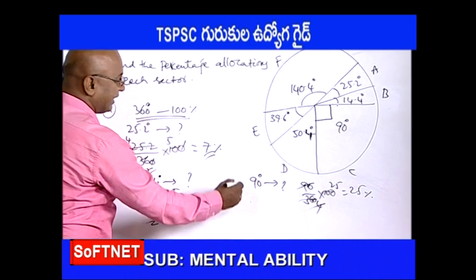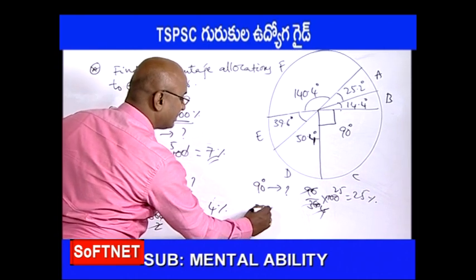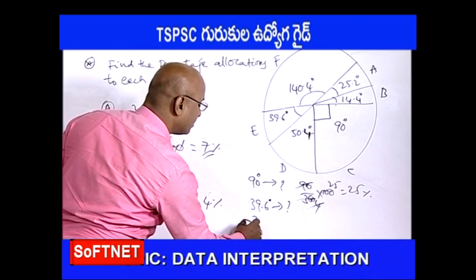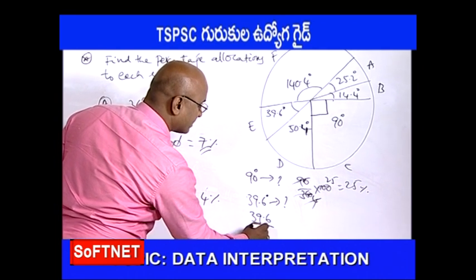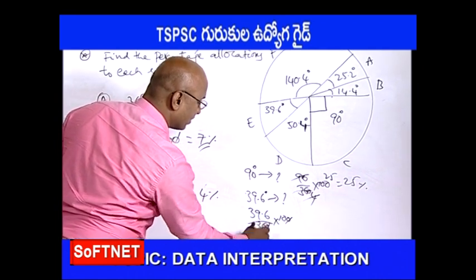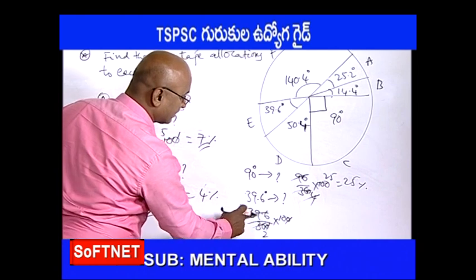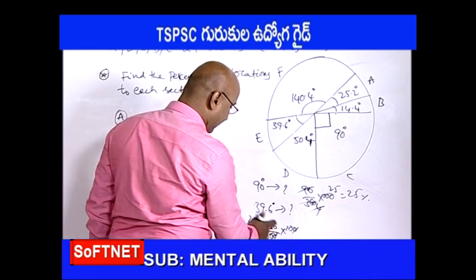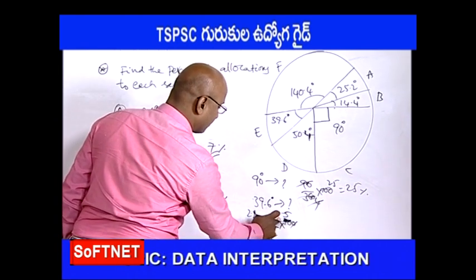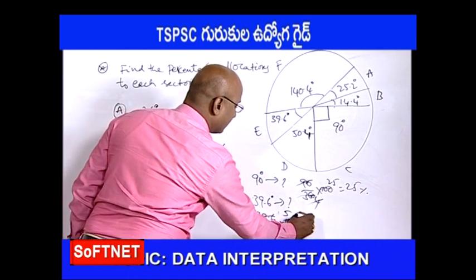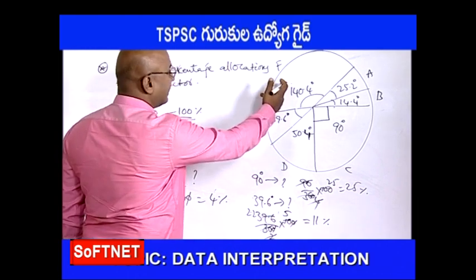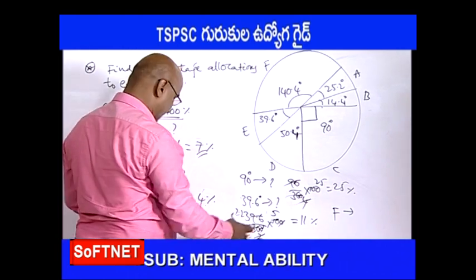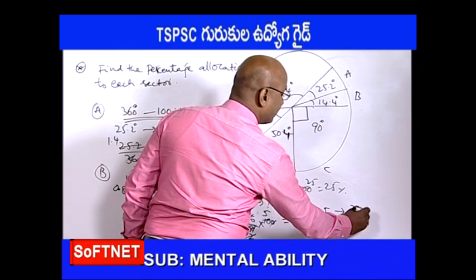Similarly, angle E, what is 39.6? So 39.6 is how much? So 39.6 by 360 into 100. So 18 twos are 36 and 2.2. So that is equal to 2.2 into 5. 2.2 into 5 is equal to 11%. Similarly, angle F is equal to how much? 140.4 by 360 into 100, that will give you 39%.